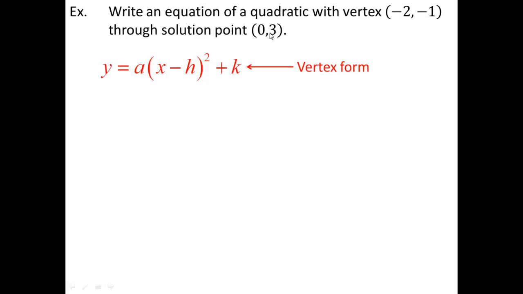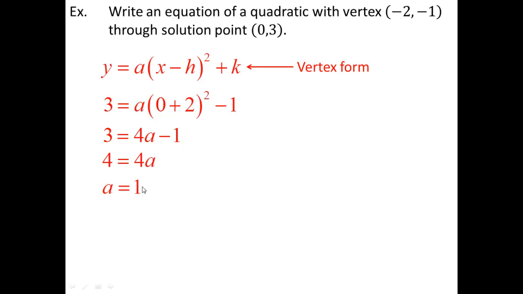So I can actually plug in -2 for h, -1 for k. And since 0, 3 is a solution point, I can plug in 0 for the x value and 3 for the y value. So the only thing that's unknown is the a value, which I can now solve for and rewrite my original problem with the a value, the h value, and the k value plugged in. So I'm going to solve for a simply by simplifying this equation. We'll start with 0 plus 2 is 2. 2 squared is 4. We'll then add 1, divide by 4, and our a value is 1.